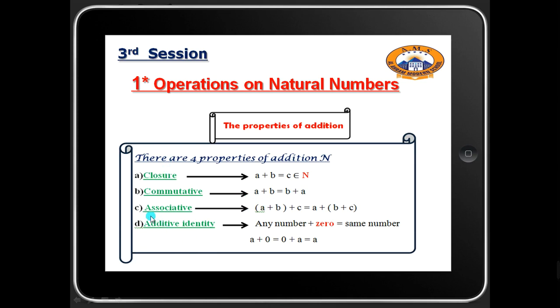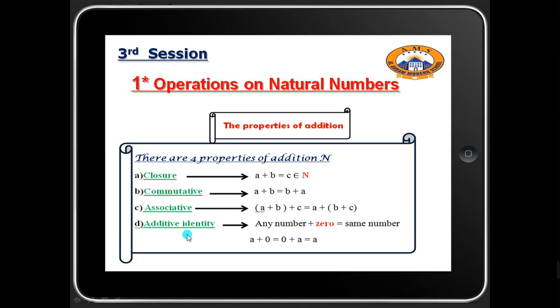The third property, we call it the associative property. When we have a group of numbers that belong to the natural numbers, if I put a plus b between two brackets and I get the answer and add it to c, this will give me the same answer if I put b plus c in a bracket and add it to a. The value doesn't change in these two parts. We call this the associative property, and we're going to learn more about it when we solve exercises about these properties.